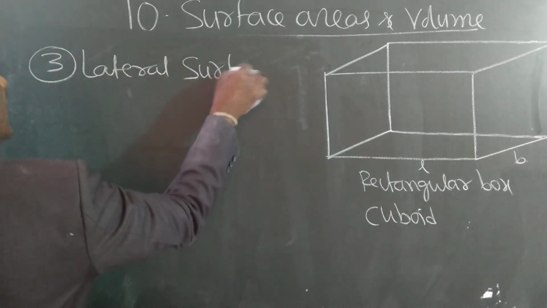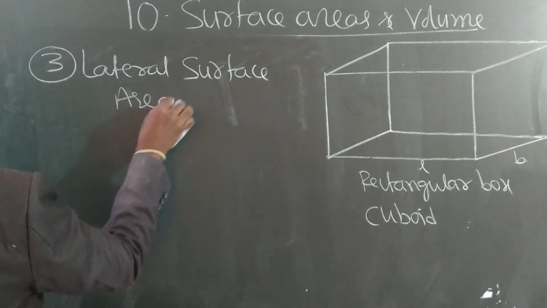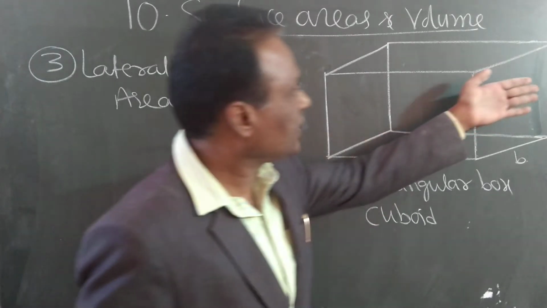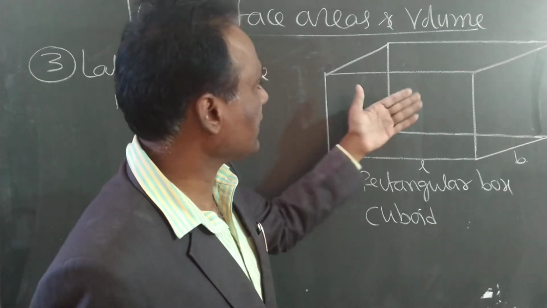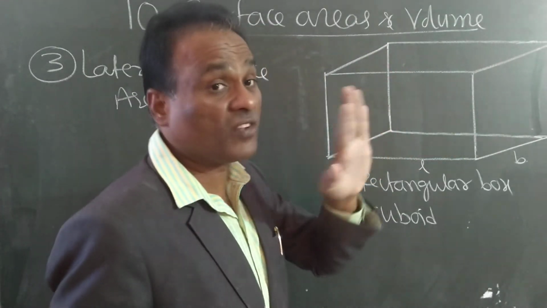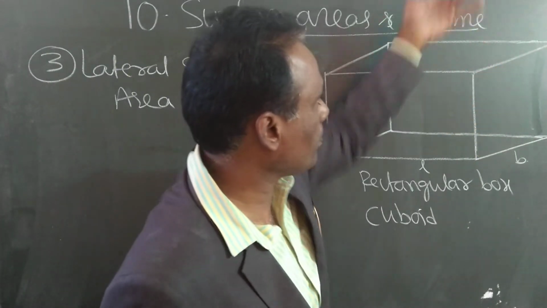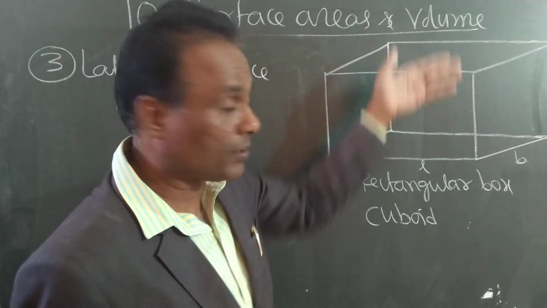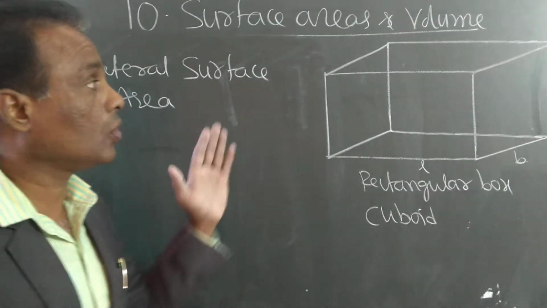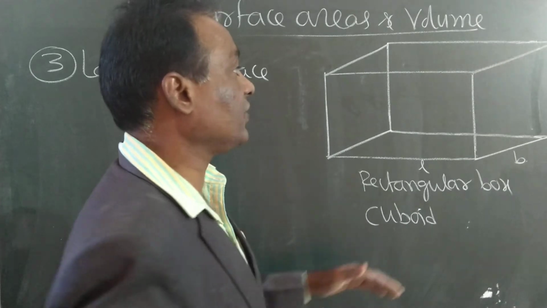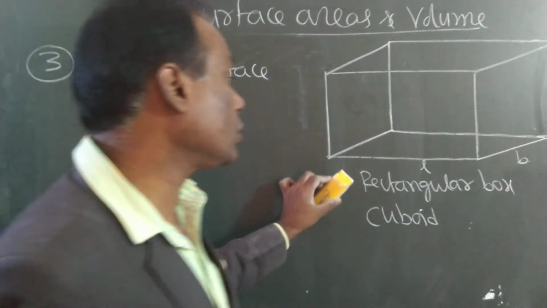Write down lateral surface area. See this area, this backside area, this area and front side area. So it has 6 faces. This side is 1, this side is 2, back side is 3, this side is 4, top is 5, base is 6. In this, if you take only 4 faces, the lateral faces, that is called lateral surface area. If you add top and bottom, it is called total surface area.